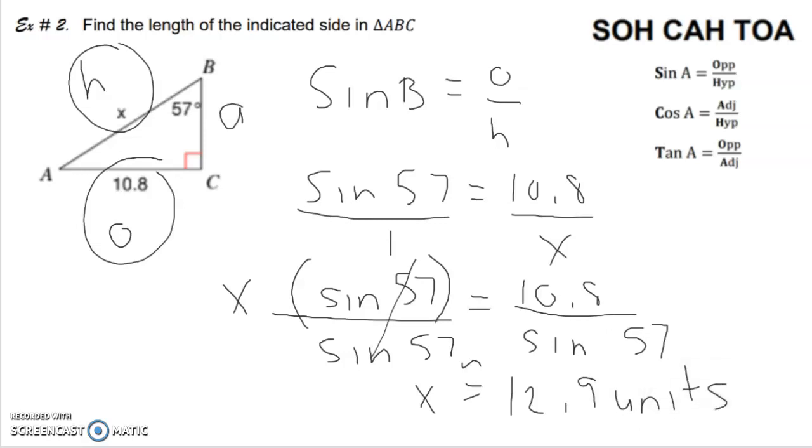units. If you have a backwards calculator, you're going to do the 10.8, then divide it by, and then you have to go backwards, 57, and then hit sine. And then you might have to hit equals, and then it will give you the 12.9 units.